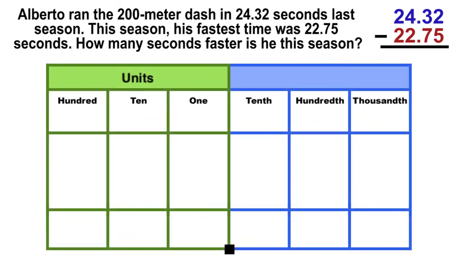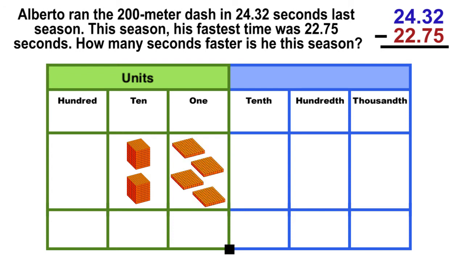To model 24 32/100, place 2 large cubes in the tens place, 4 flats in the ones place, 3 rods in the tenths place, and 2 unit cubes in the hundredths place. Start by subtracting the 5/100. There are not enough hundredths, so one of the tenths must be regrouped into 10/100. There are now 12 hundredths. Subtract 5 of the hundredths for a difference of 7 hundredths.